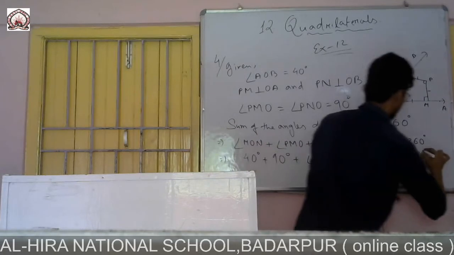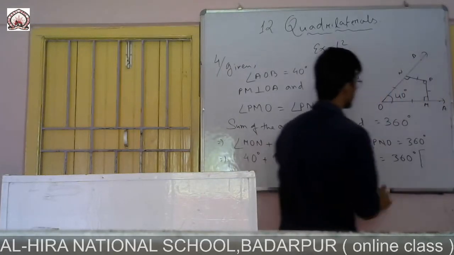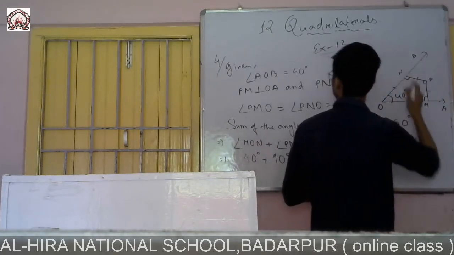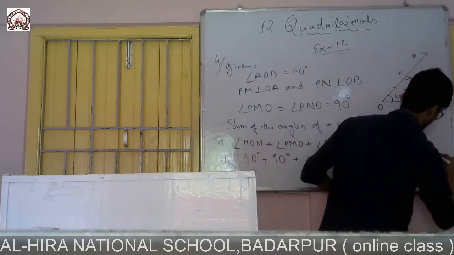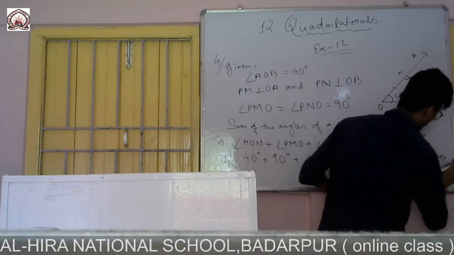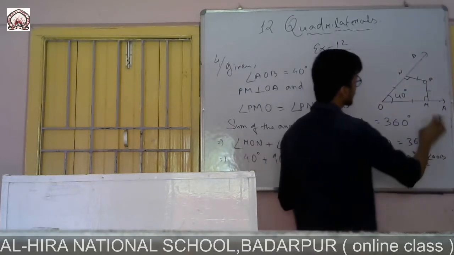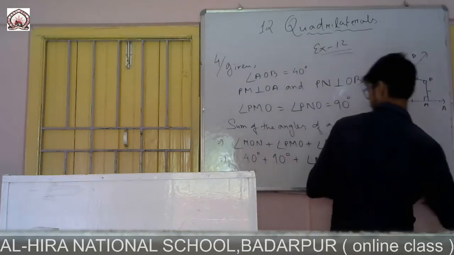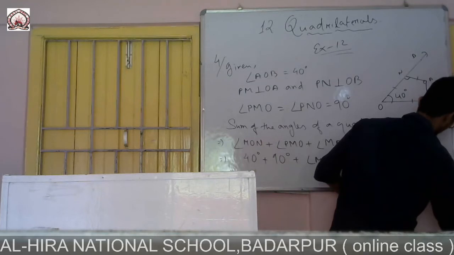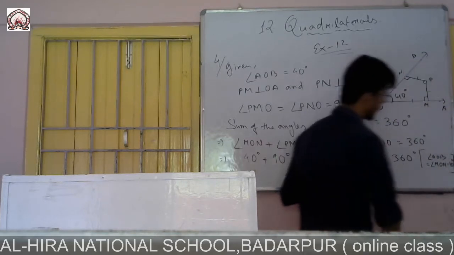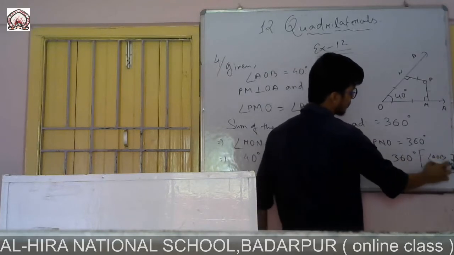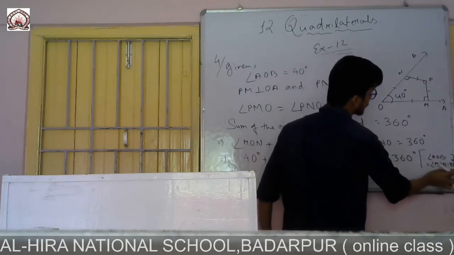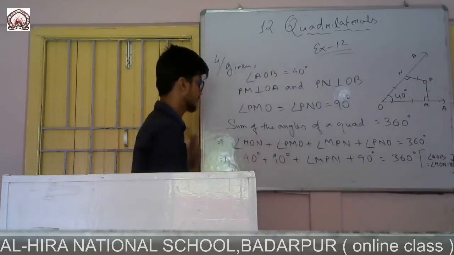You write in one line: since angle AOB equals angle MON, which is equal to how much? It is 40 degrees. Since angle AOB equals angle MON equals 40 degrees, both of them are the same.